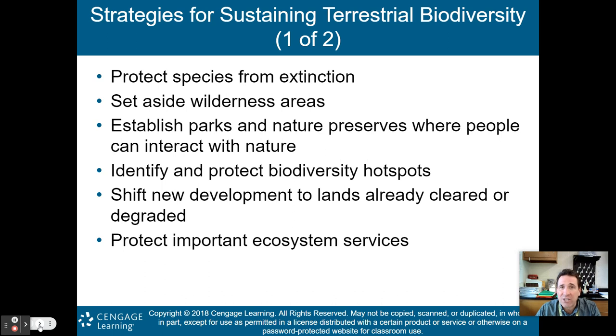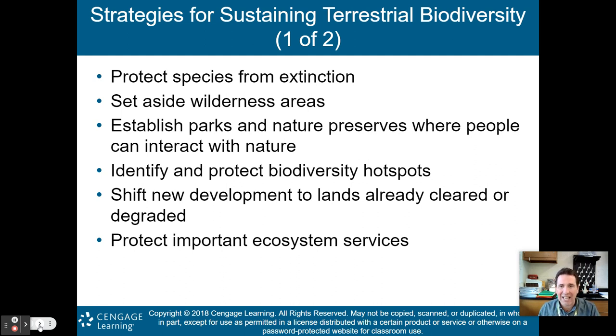So, strategies for sustaining terrestrial biodiversity, here are just some more. We need to protect species from extinction. Again, set aside wilderness areas that we no longer develop and go in and cut down trees, things like that. Establish parks and nature preserves where people can interact with nature. Again, if we interact with nature, we may learn to love it a little bit more and therefore may be able to keep it well. Identify and protect those hotspots. Again, more on that in a second.